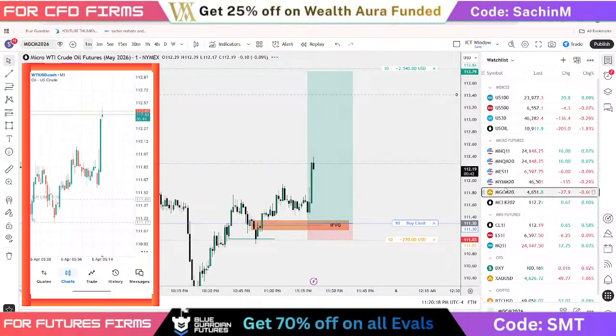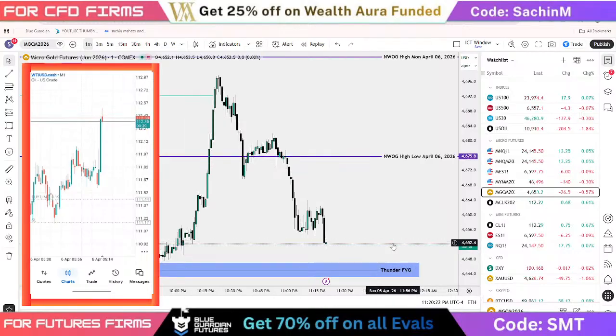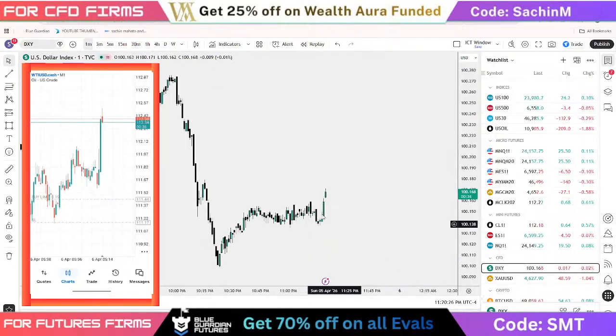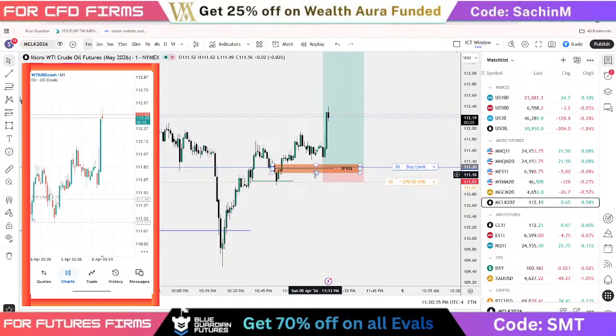Let's look at gold. If it has also given some kind of massive move, yep, it has also given a massive move to the lower side. Let's look at the dollar index. The index has given an up move, so US crude oil went up with it. This could have been a great move to capture.